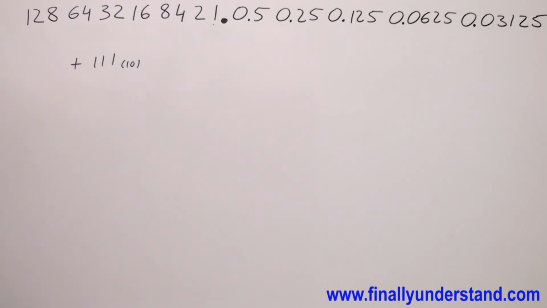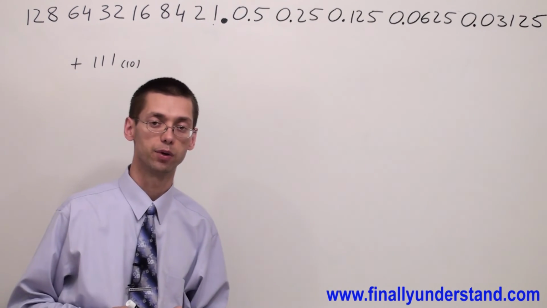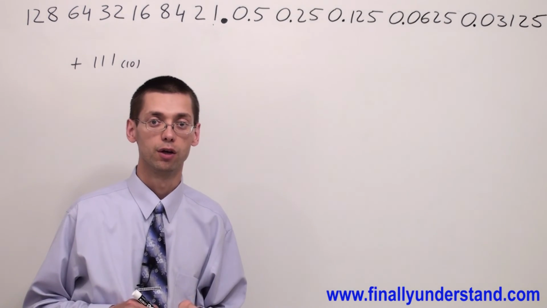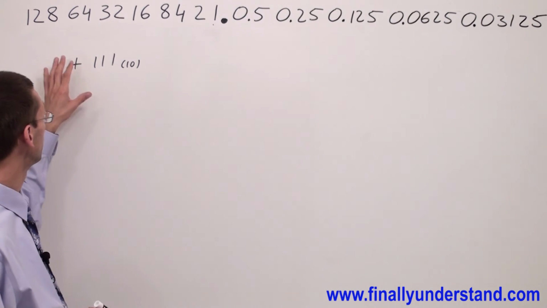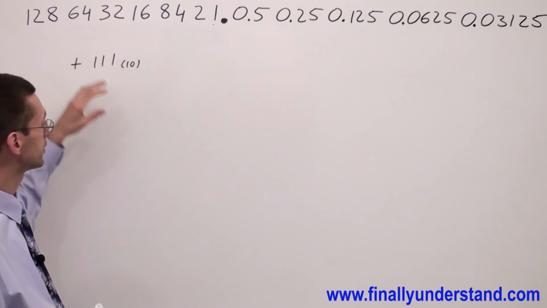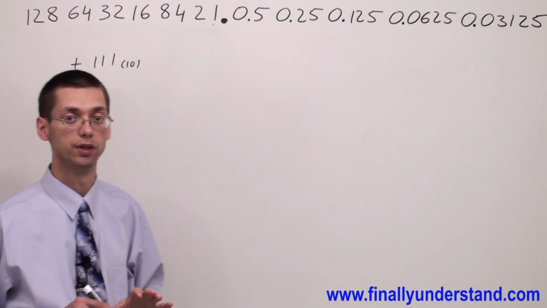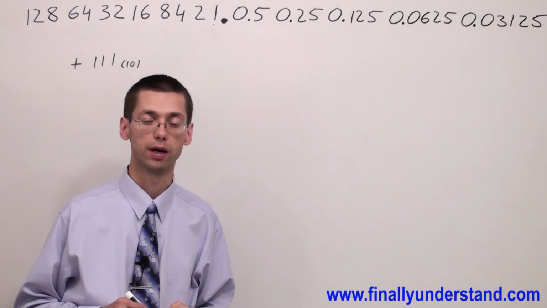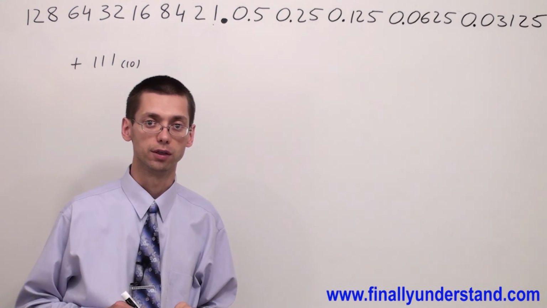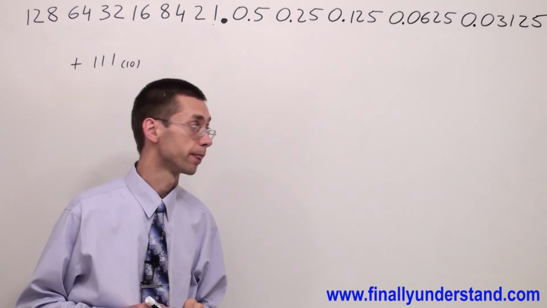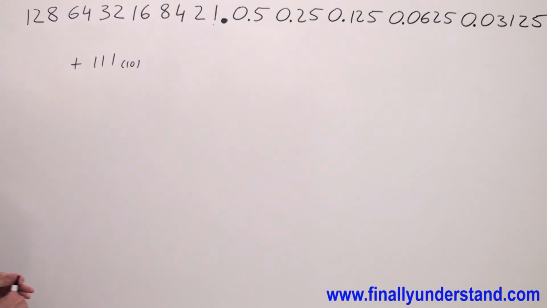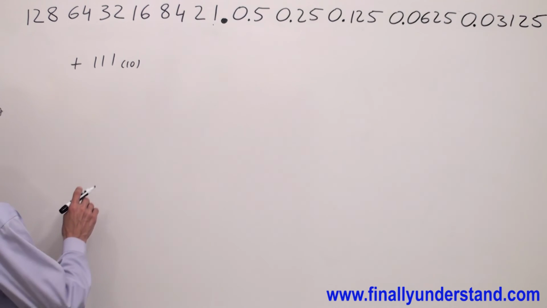Let's take a look at this example. Please notice that this number is positive. We simply convert the positive numbers to binary, and this is going to be our answer when it comes to the signed numbers and conversion to the 1's complement form.